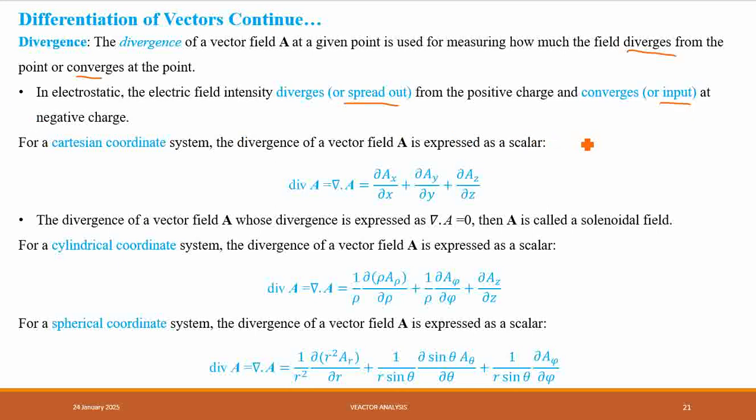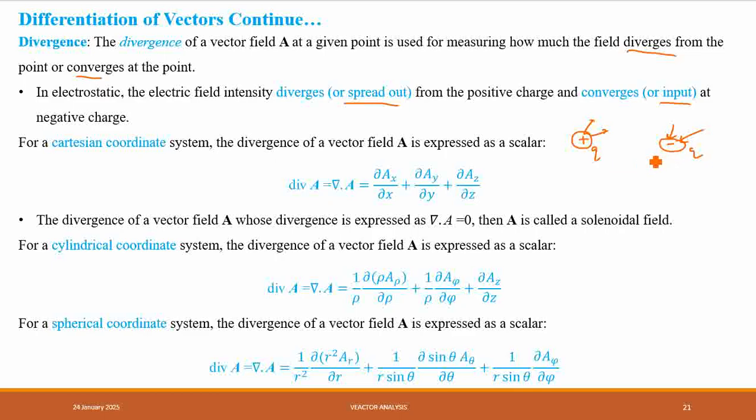From a positive charge, the electric field intensity will spread out, isn't it? But at a negative charge, the electric field intensity will come in. So this is the example of divergence and this is the example of convergence. This is a simple way to understand divergence and convergence.